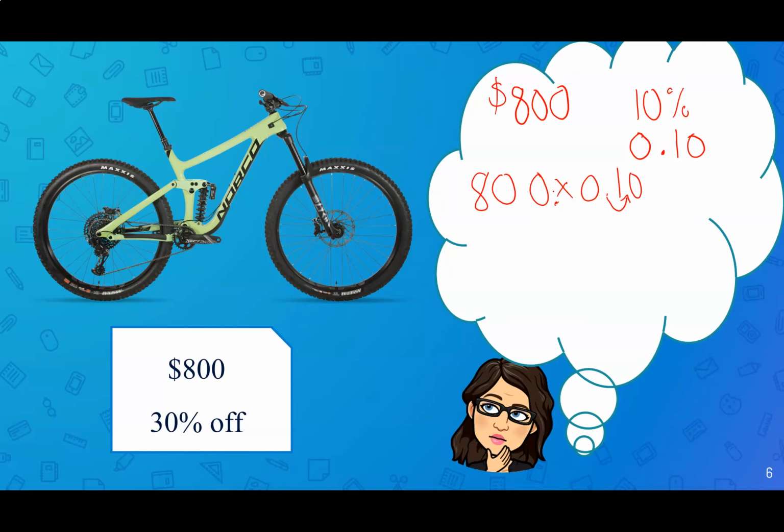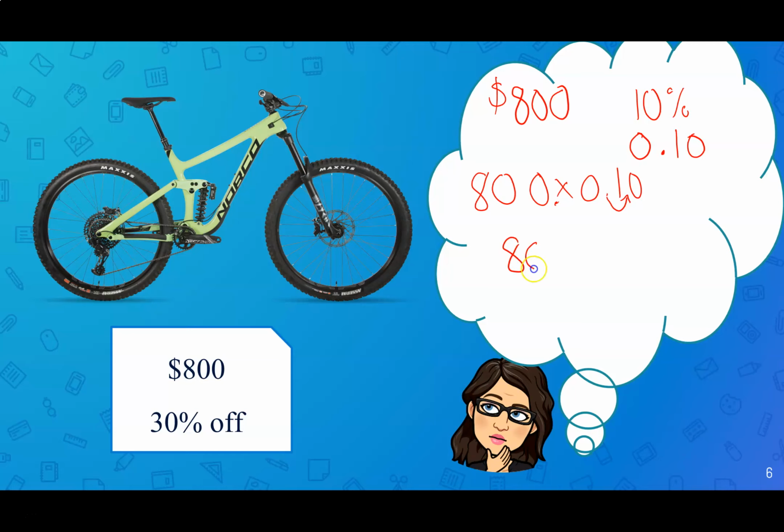Now, it might be hard for you to remember to move it left or to move it right, but let's think about this carefully. 10% of a number is going to be smaller than the original number. So we expect 10% of 800 will be smaller and significantly smaller than 800. We are not trying to make this number bigger.